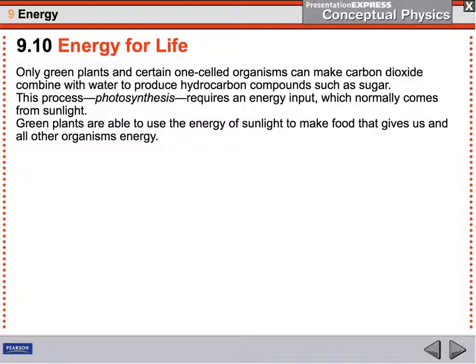Only green plants and certain one-celled organisms can combine carbon dioxide with water to produce hydrocarbon compounds such as sugar. This process is called photosynthesis, we don't do that as humans, and it requires an energy input which normally comes from sunlight. Green plants are able to use the energy of sunlight to make food that gives us and all other organisms energy.